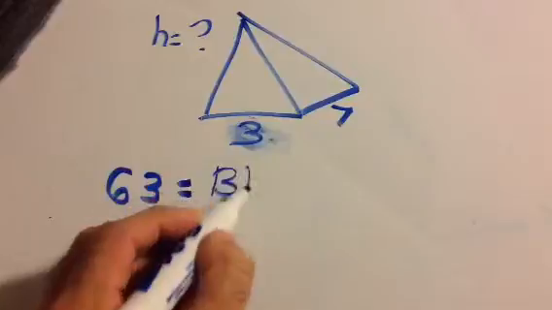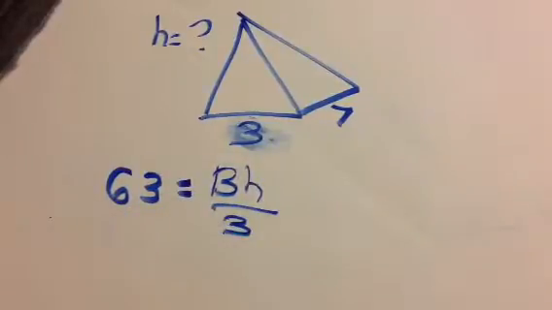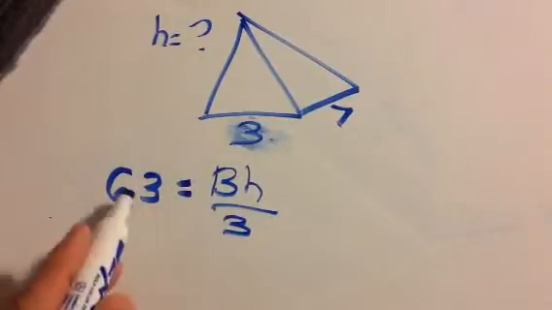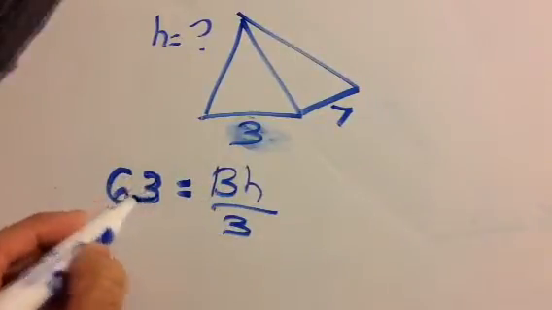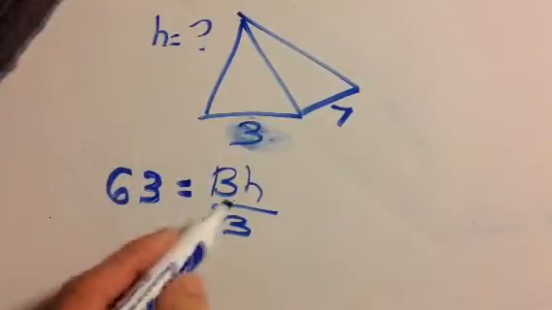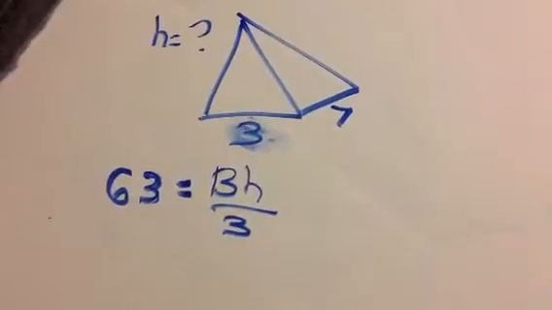So base times height divided by 3. That's the formula. V equals base times height divided by 3. V for volume. We have the volume of 63. We're just missing the height. How do you think you can solve something like this? You should pause the tape to see if you can do it.